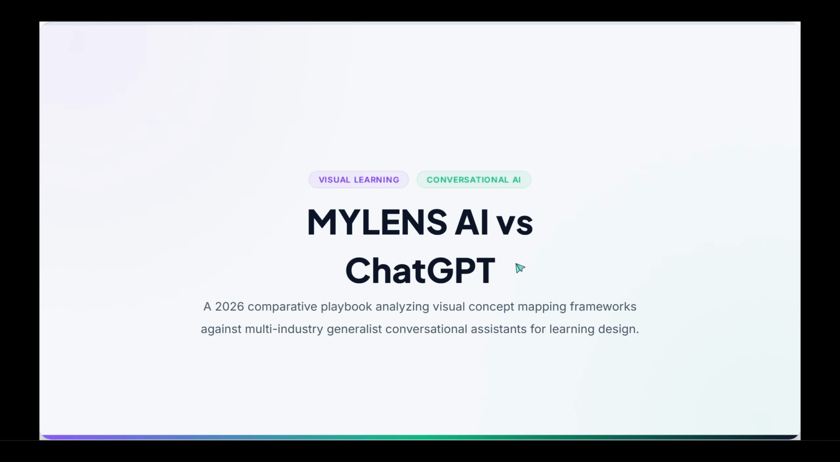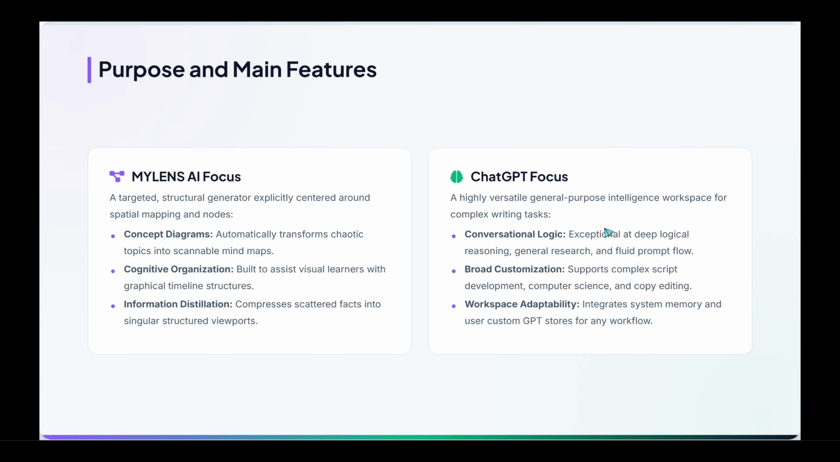MYLENS AI is centered on visual learning. Think of it as a system that turns messy information into clean, AI-generated mind maps and structured knowledge. Its strength is organization. It helps you see how ideas connect at a glance.